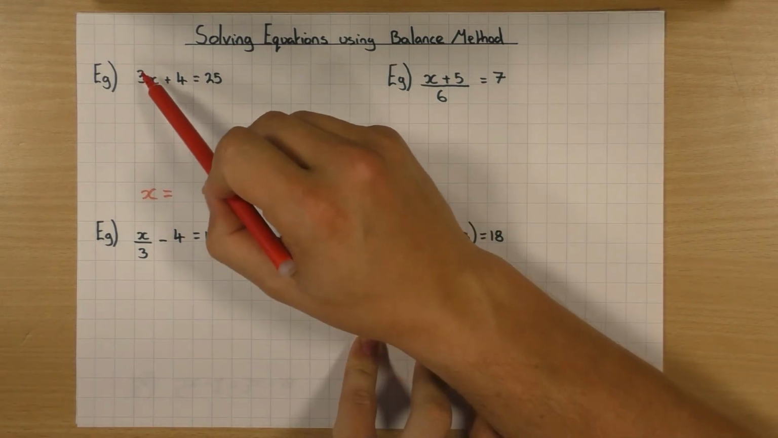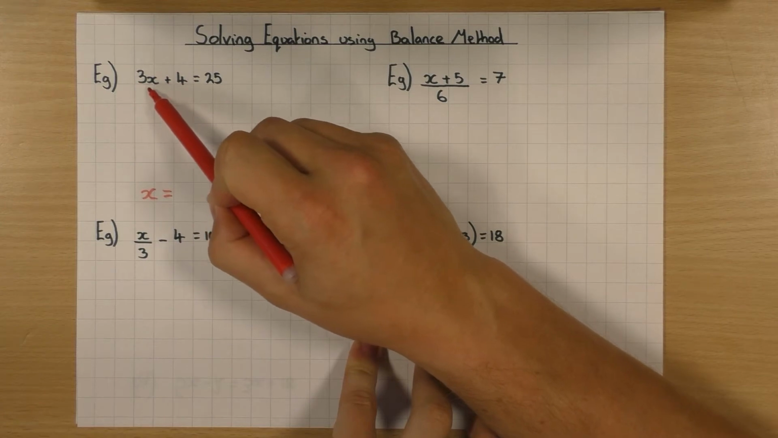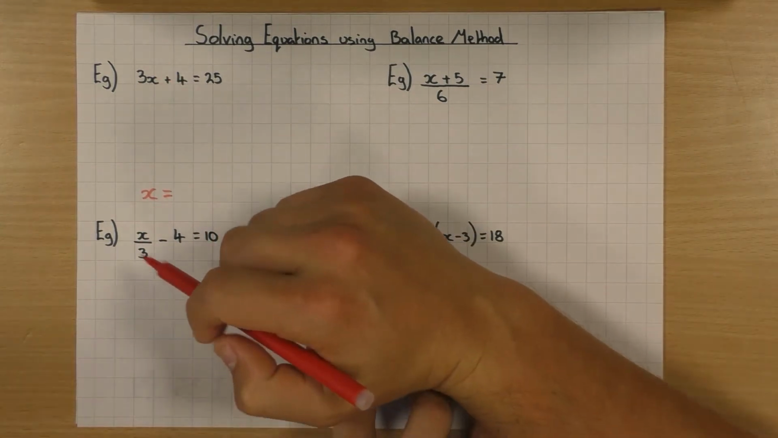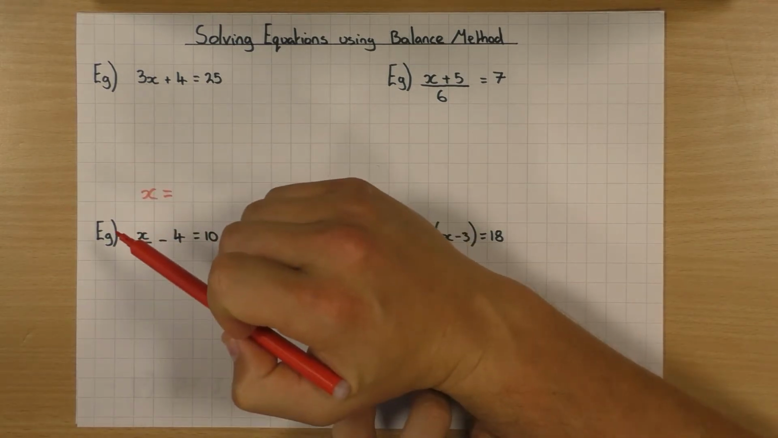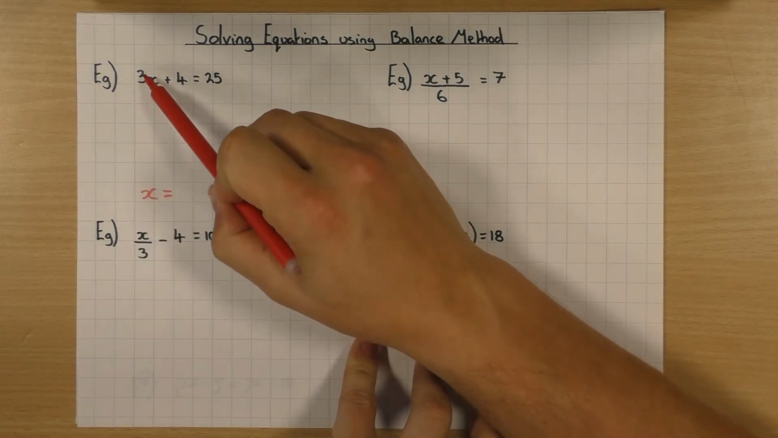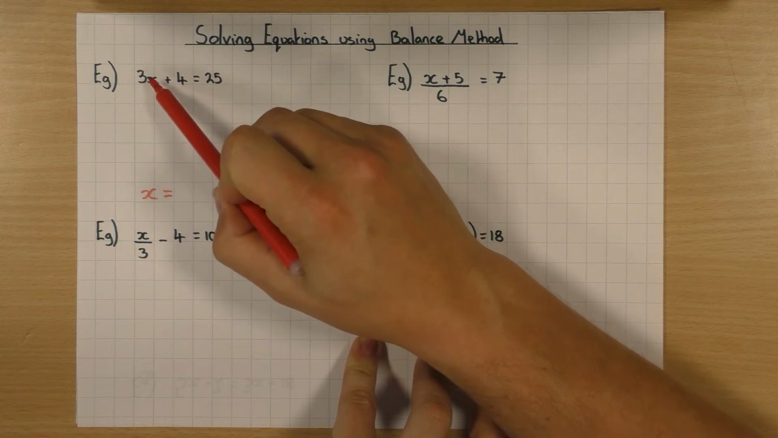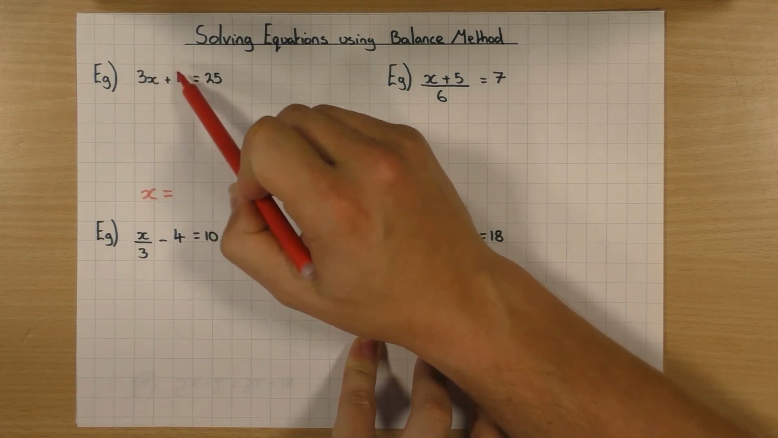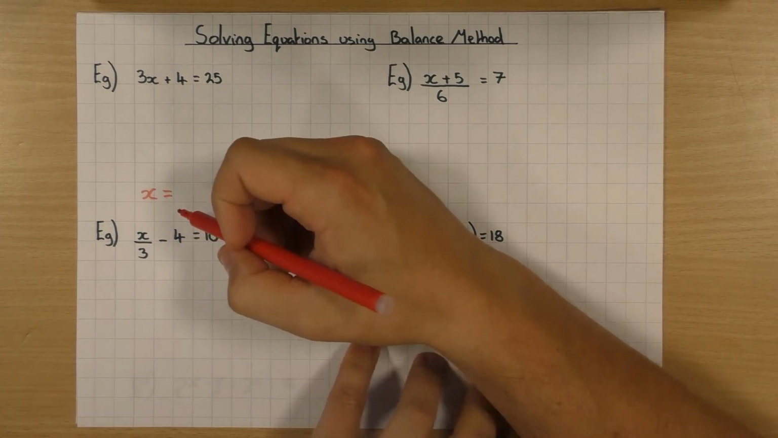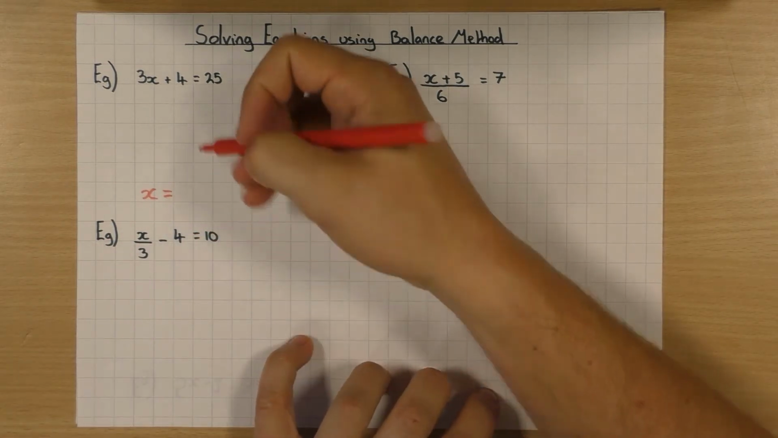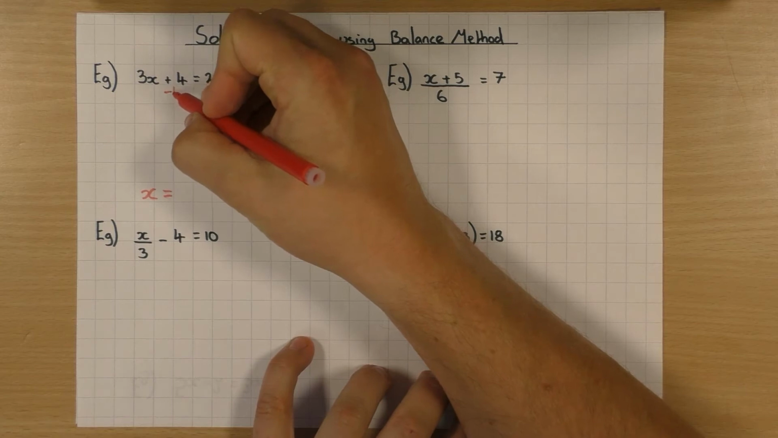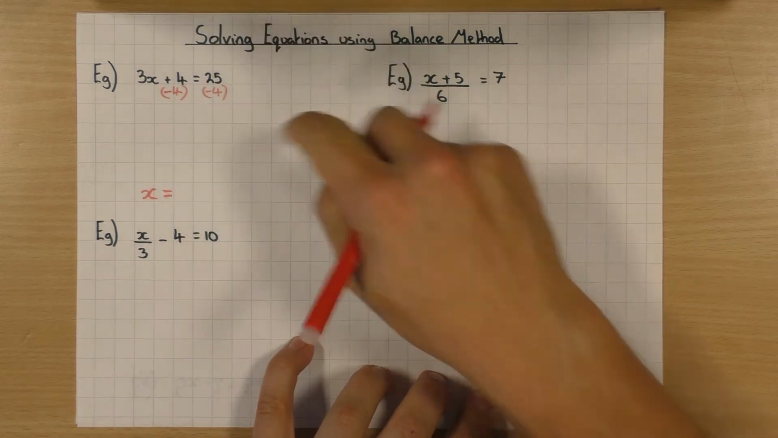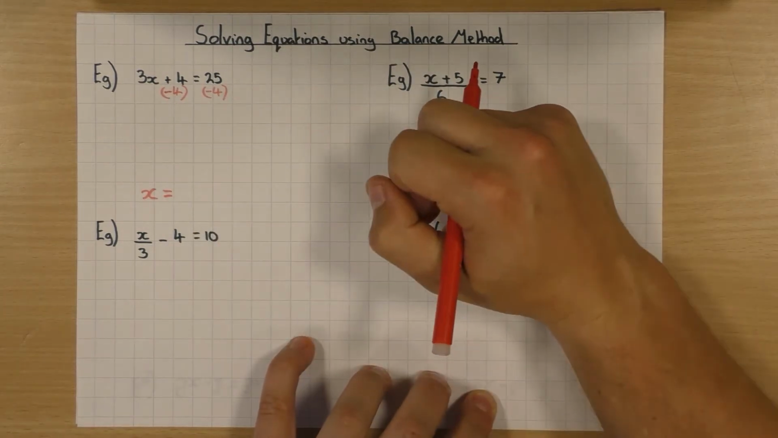So what have I got? I've got 3x, which means I'm doing 3 times x, and of course, I've got a plus 4. To get x on its own, I always leave the x alone until the very end, and I get rid of everything else. So I'm going to get rid of this plus 4. To do that, I just do the opposite, and obviously the opposite of plus 4 is minus 4. So I minus 4, and just like I said, using the balance method, I do that to both sides.